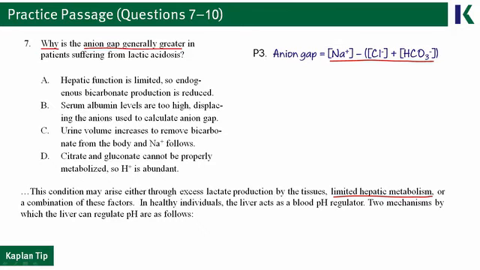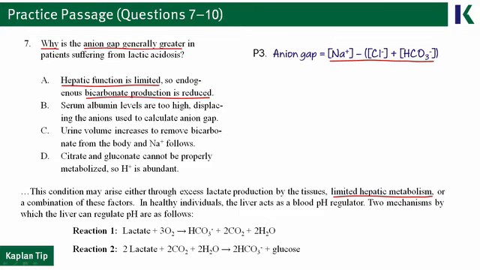Starting with choice A, it starts out really well. It says hepatic function is limited. It's just a rephrasing of that line from paragraph 1. Choice A also says bicarbonate production is reduced. And to see if that's true, we can look at the reactions which are given to us in this passage. It turns out bicarbonate just so happens to be in the products of both of the example reactions given of breaking down lactate. So answer choice A at the very least seems to be true in that if the liver isn't working well, these two reactions won't be happening as often, and so less bicarbonate will get produced.